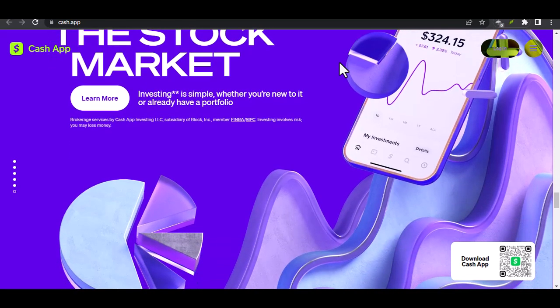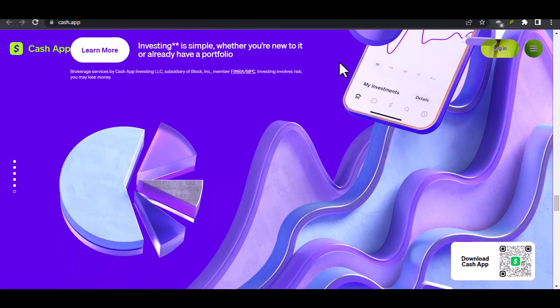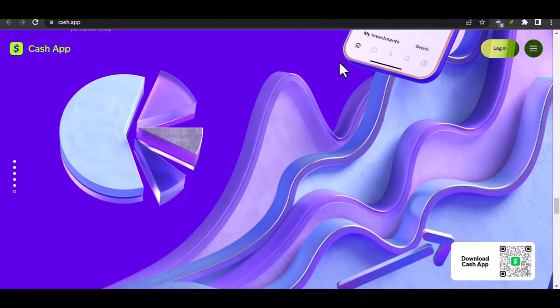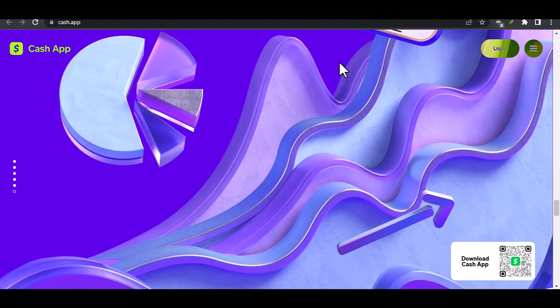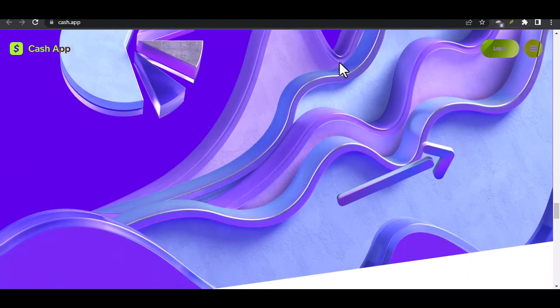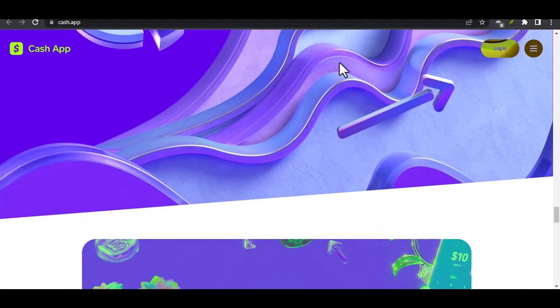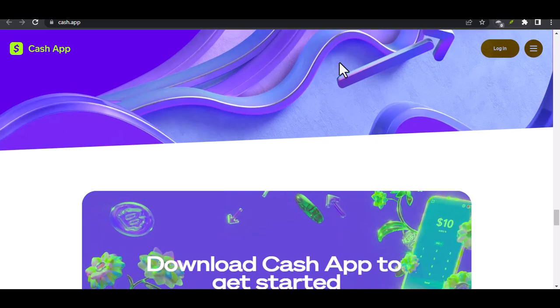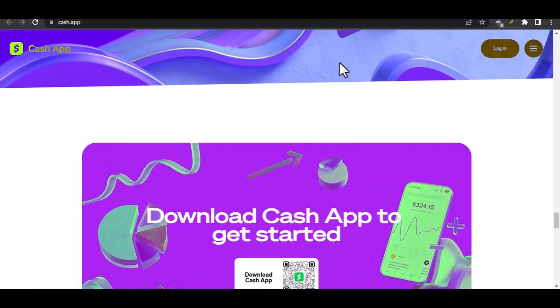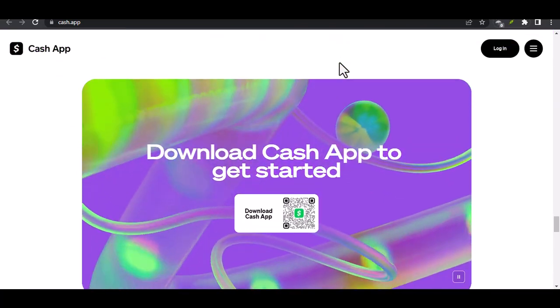Beware of phishing scams: just like with any online transaction, be cautious of phishing attempts. Never share your Cash App login details or Bitcoin wallet address with anyone you don't trust completely. By following these simple safety measures, you can ensure your Bitcoin adventures are secure and successful.